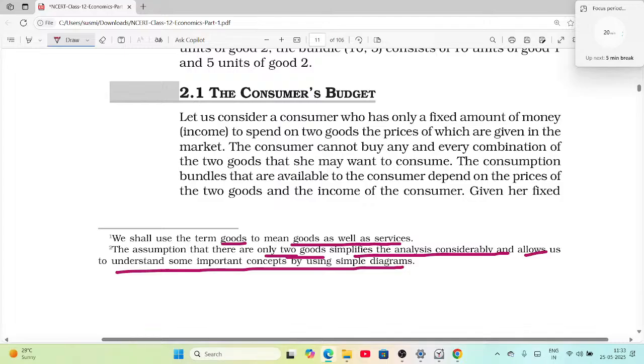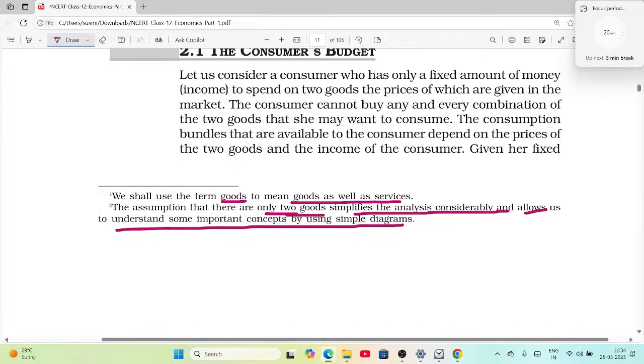The consumer's budget. Let us consider a consumer who has only a fixed amount of money income to spend on two goods, the prices of which are given in the market. The consumer cannot buy any and every combination of the two goods that she may want to consume. The consumption bundles that are available to the consumer depend on the prices of the two goods and the income of the consumer.